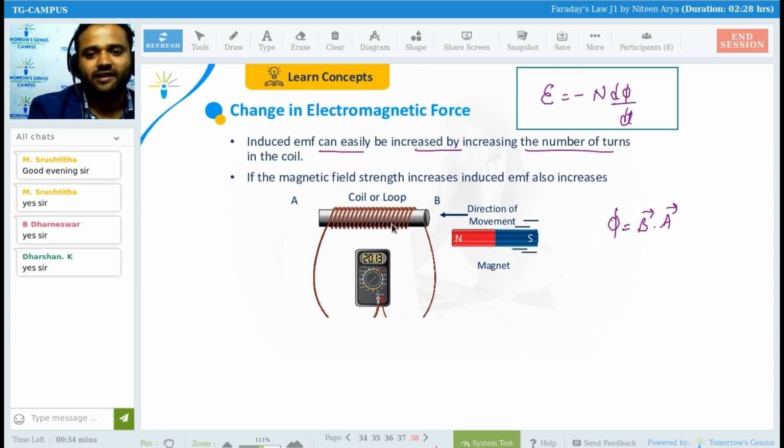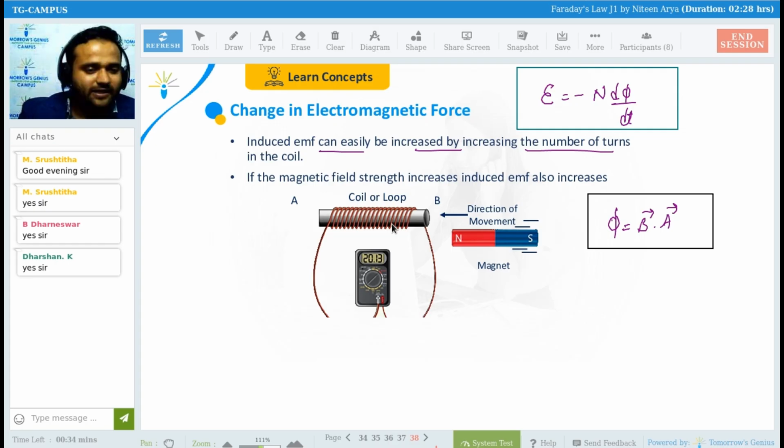And remember, again I am saying the wrong thing: understand this phi is a flux, which is what type of quantity? A scalar quantity, because it is a dot product of two vectors. Clear, everyone?